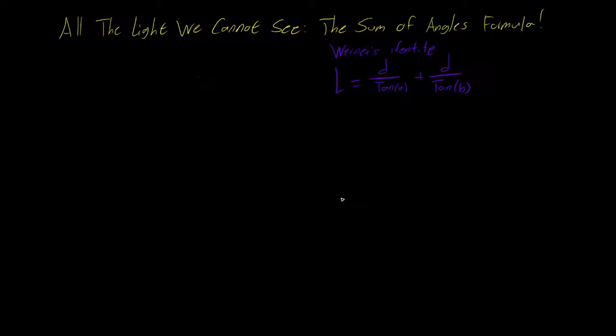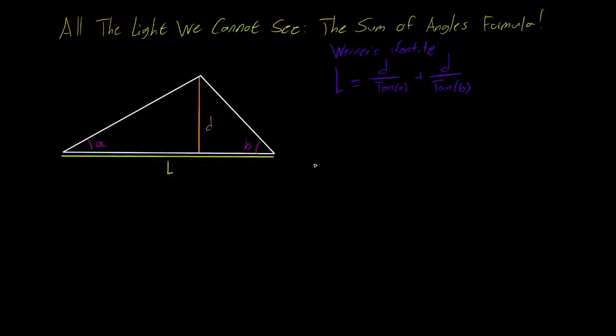Now, Werner's identity doesn't mean anything if I don't explain what each of the letters mean. So here's a triangle, and here's how it's labeled. In this case, this is what each of the letters represent. L is the length of the triangle, A and B are the angles, so tangent A, tangent B, these are both angles. And D is the height of the triangle, also known as the distance. It is the distance between the bottom of the triangle to the very top of the triangle.